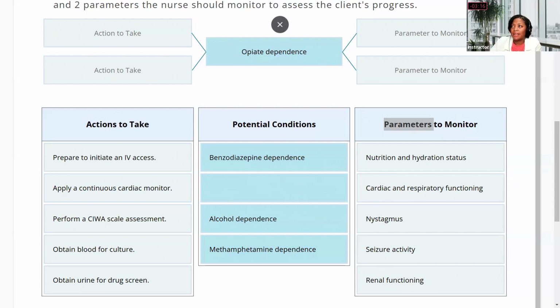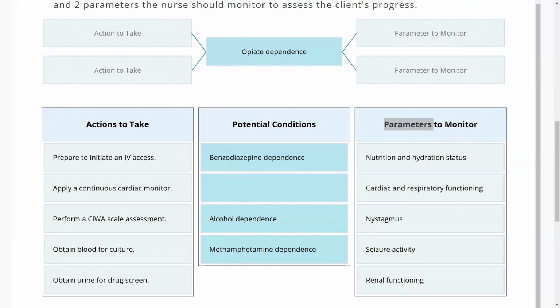All right. Answers are coming in. And so far, I see option one is a common denominator. What other options should we be taking for someone who is opioid dependent?